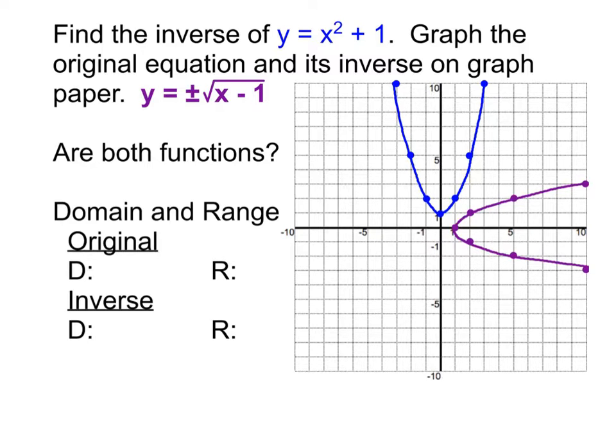But the inverse, the second function we graphed, our square root here, notice that a vertical line hits it in 2 places. That means it's not a function. Because remember, for it to be a function, we can have no more than one y value for any given x. So while the original is a function, the inverse is not necessarily a function. Sometimes it will be, sometimes it won't be. All right, and then domain and range.